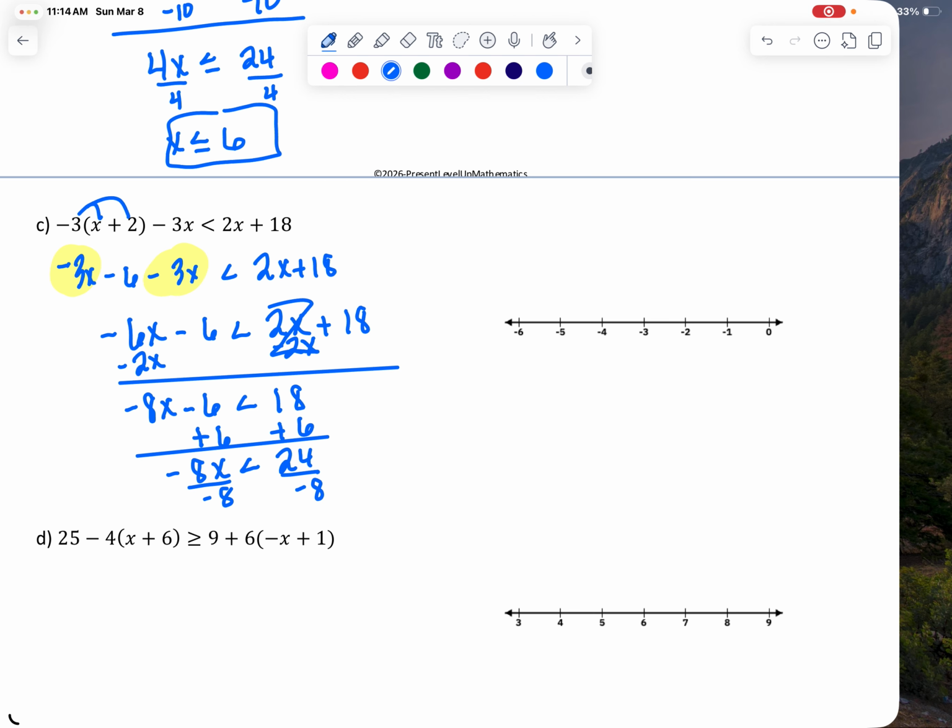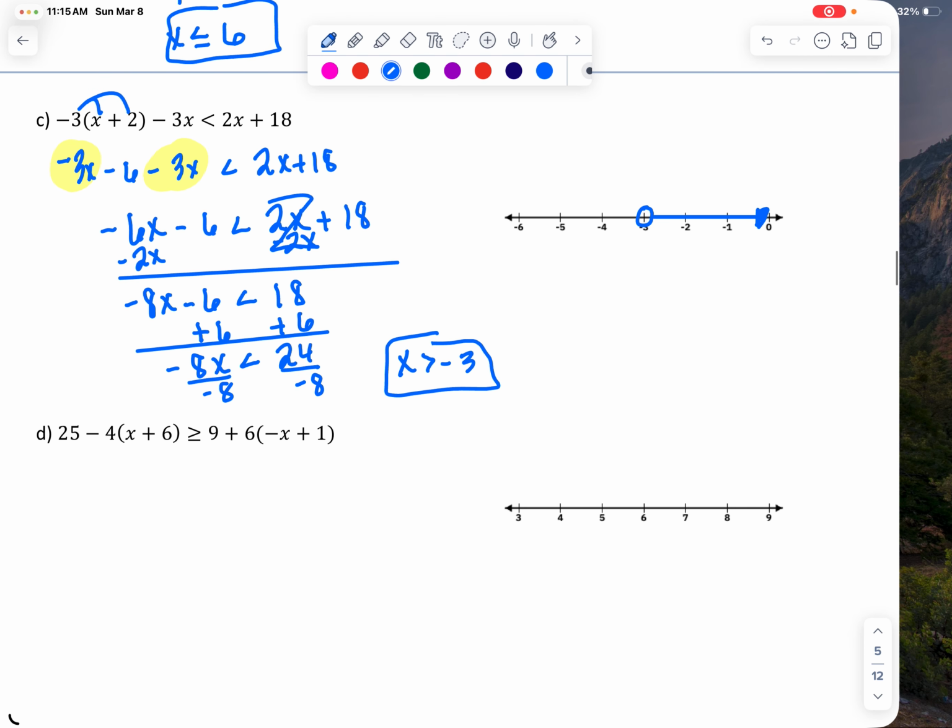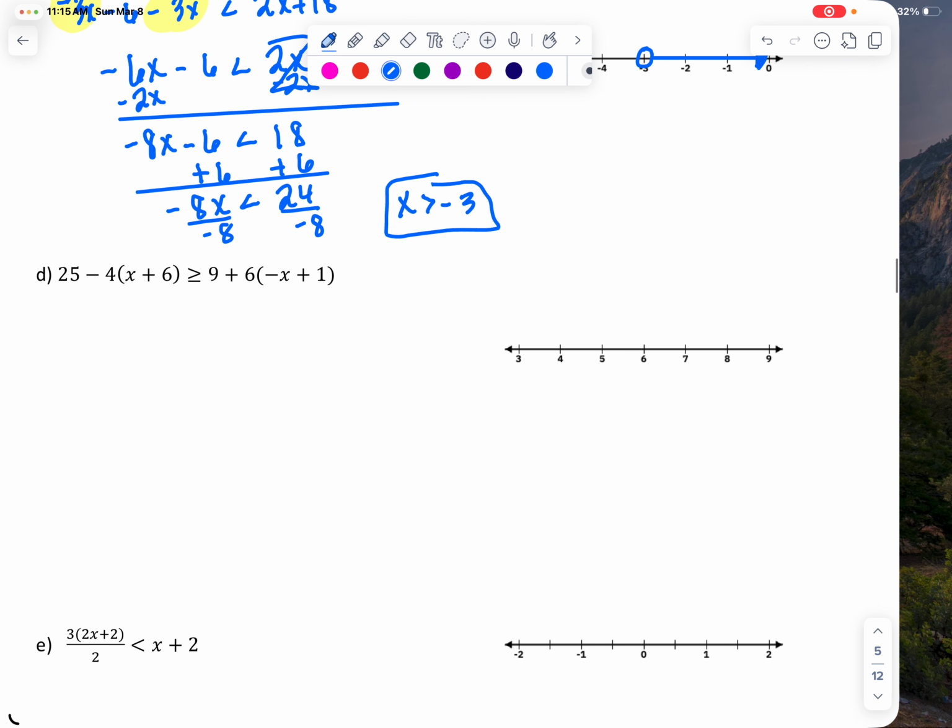All right, I want you to ask yourself, should I reverse the symbol? Hopefully you said yes, because we are dividing by a negative, so x would be greater than negative 3. So when I represent this on the number line, I want an open circle, and I want to shade the numbers that are greater than negative 3, which would be to the right. All right, pause the video and try problem D on your own.